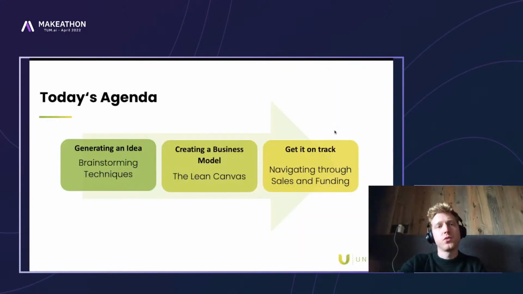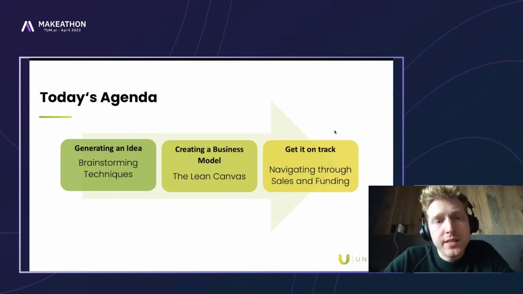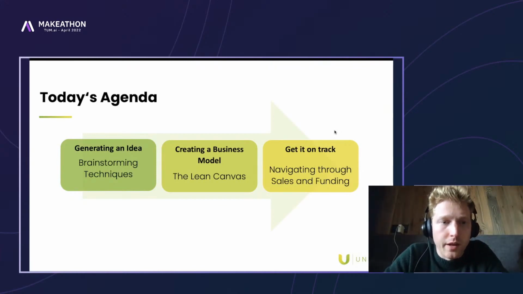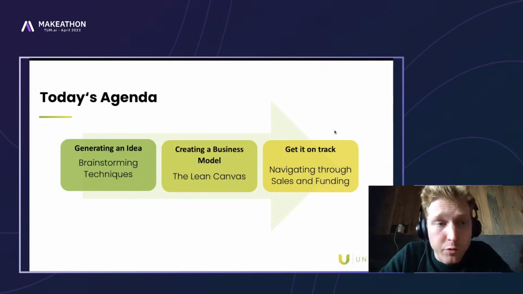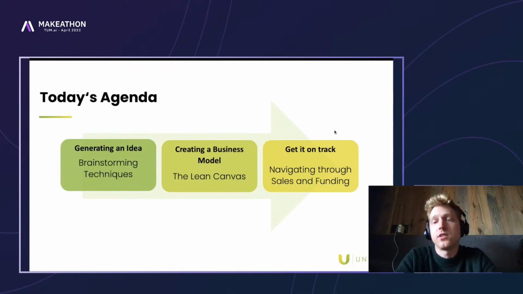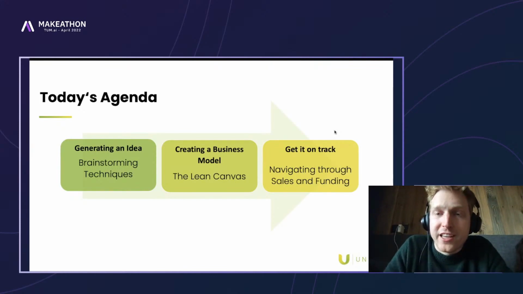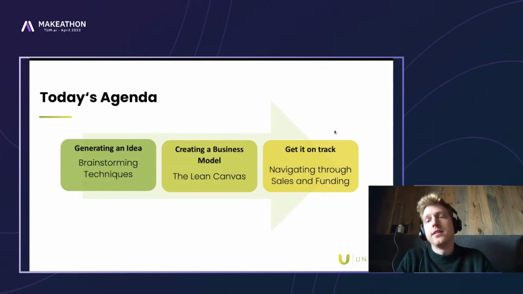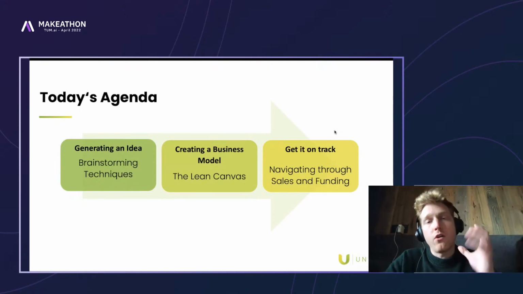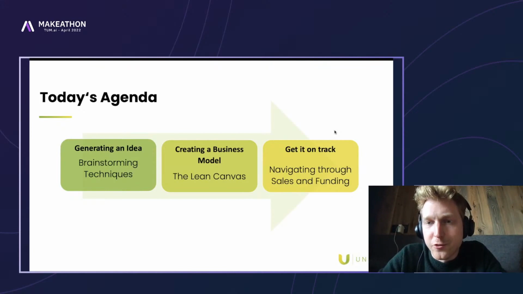So I structured this workshop in 3 main blocks, basically. The first is how to brainstorm effectively, how to generate an idea and how to evaluate this idea. The next one is how to create a business model out of an idea and work on that with the lean canvas. And last but not least, might not be as relevant for the Makeathon, but if you really want to take it to the next level and start a startup with it, then I'll hopefully give you some tips on how to get a first client maybe, and how to secure funding and navigate through that sales and funding challenge a little bit.